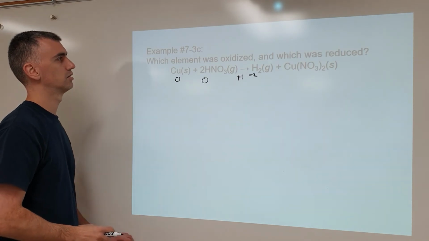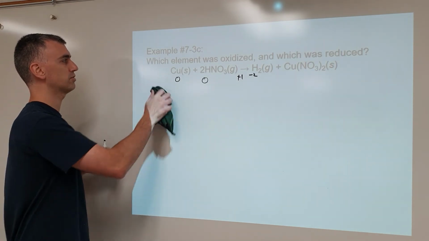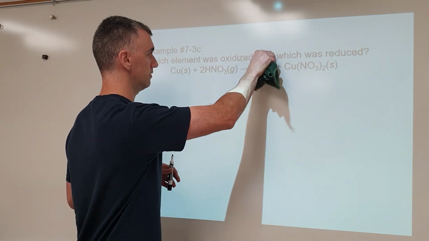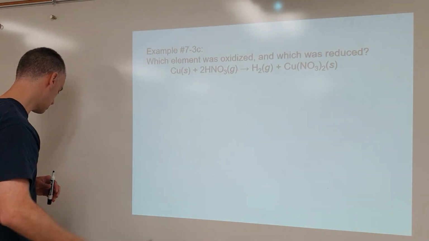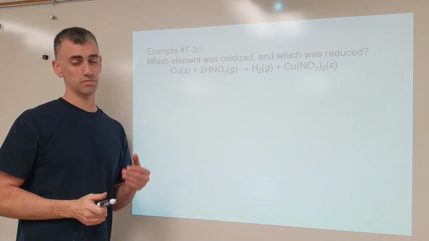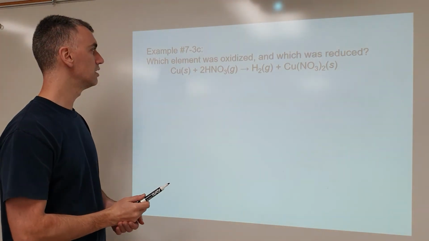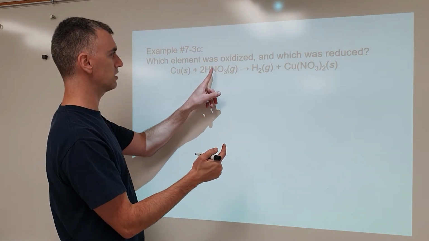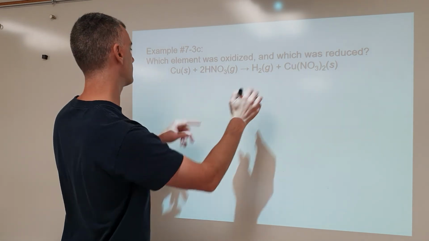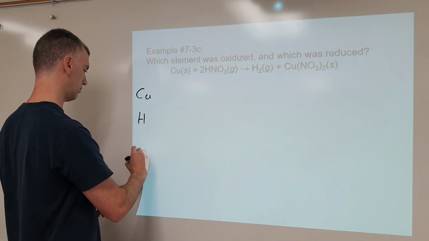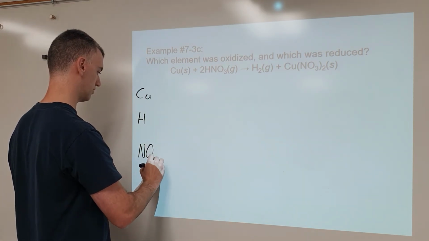All right, which one was oxidized, which one was reduced? Now, we've looked at metals for all of our examples, but bringing this one in here is a good way to show that it's not necessarily just metals that get oxidized and reduced. Because consider, what do we have? We've got copper, hydrogen, and NO3 on both sides, so that's nitrate.